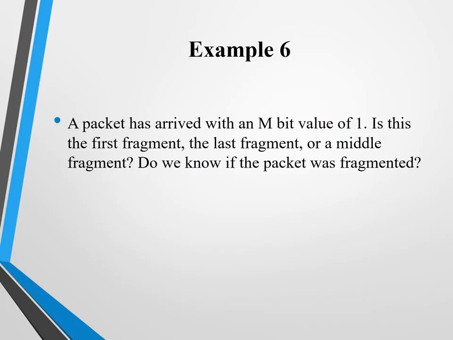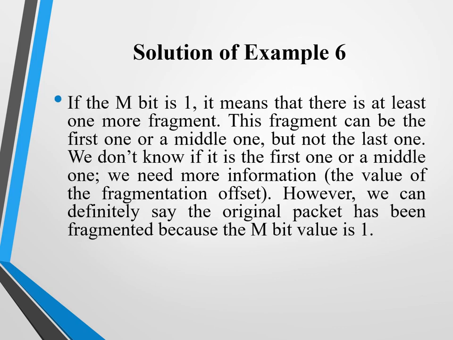A packet has arrived with m bit value. अगर m bit की value 1 है, इसका मतलब है कि ये first fragment है, the last fragment और middle fragment कौन सा है. Do we know if the packet was fragmented? How? If m bit is 1, it means that there is at least one more fragment. So this fragment can be first one or middle one, but not the last one.